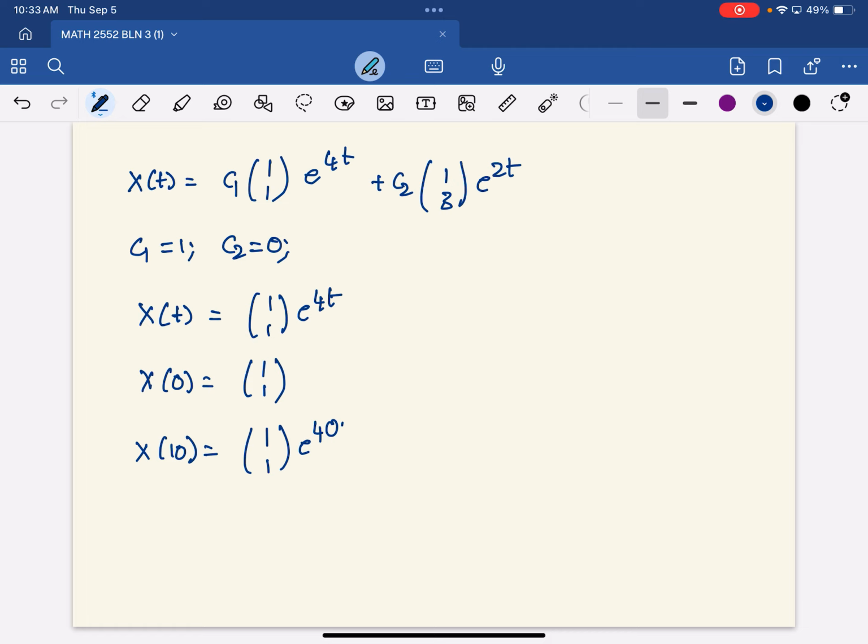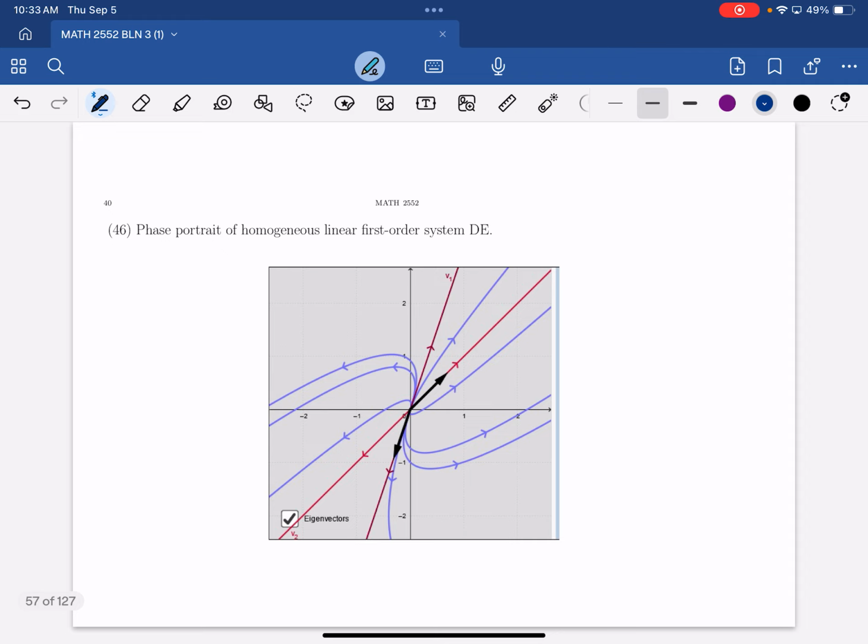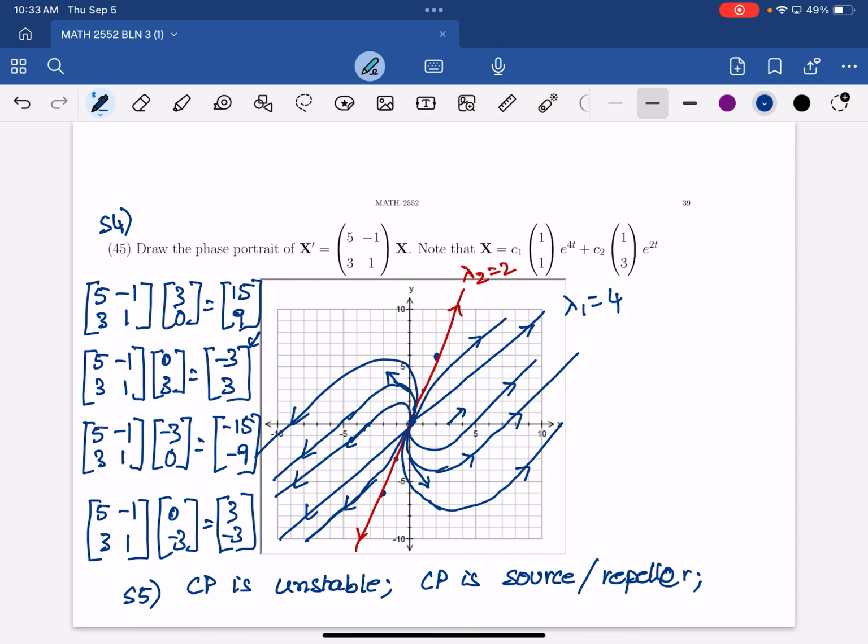So that tells you that if I'm here, e to the t would have been somewhere here, but when t is 10, e to the 40t would have been somewhere there, right? On a rough scale, okay? So it has traveled away from the origin as time progresses, and that's why it's outbound. Make sense?